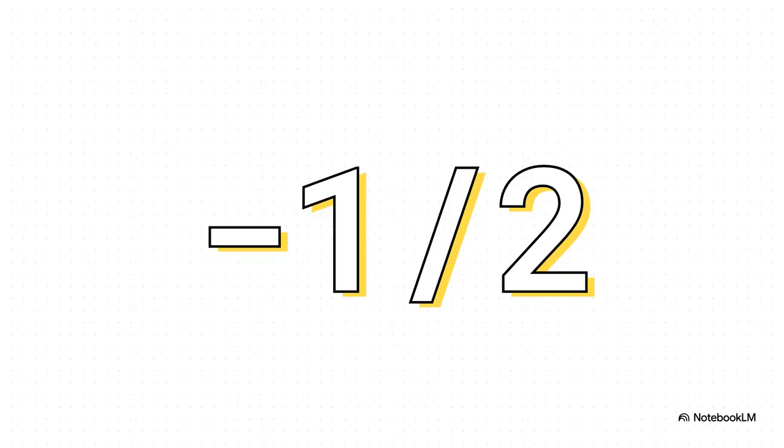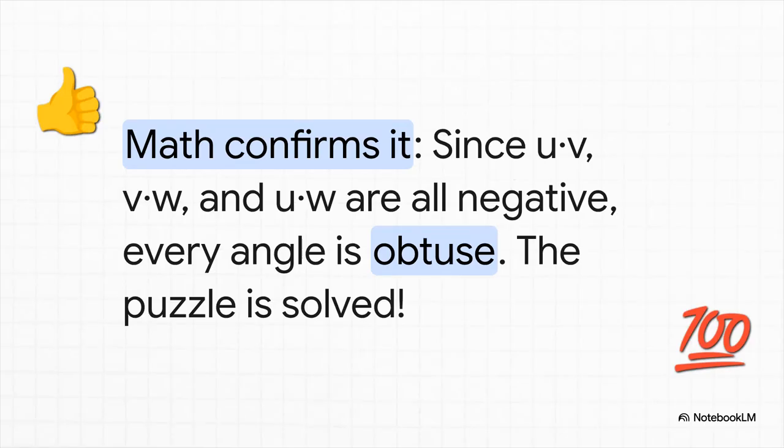But intuition isn't proof. We have to do the math, we have to check the dot products. So you take any pair you want, u and v, v and w, u and w, you run the calculation and you get the exact same result every single time, -1/2. And there you have it. The math confirms what our eyes were telling us. Since every dot product is -1/2, it means every single angle between these vector pairs is greater than 90 degrees. They are all, officially, disagreeing with each other. The answer to that puzzle from the beginning? It is a definite, proven yes.